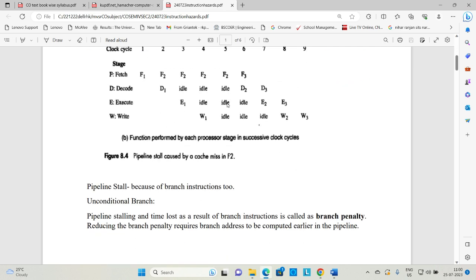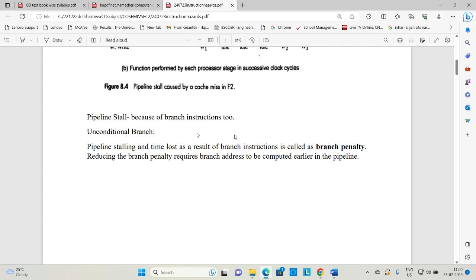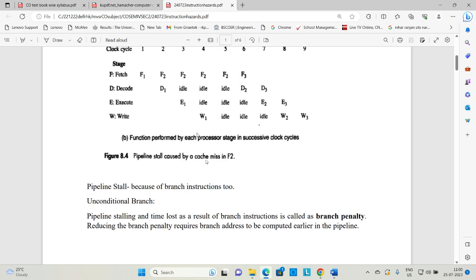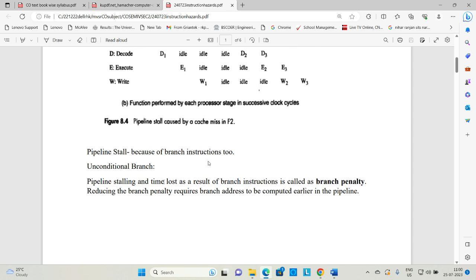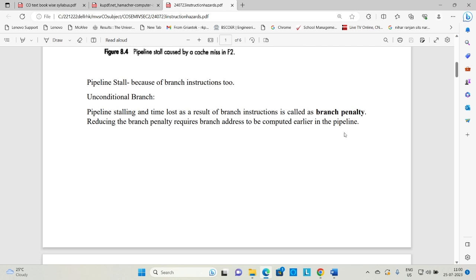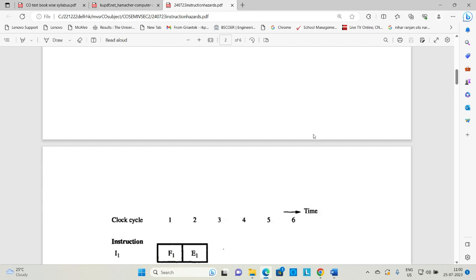So last time we had seen what exactly is a pipeline stall. It is also called a hazard. Pipeline stall is caused because of cache miss. Pipeline stall may also be caused because of branch instructions. We introduced one keyword called branch penalty. Branch penalty was the time lost because of pipeline stalling, because of branch instructions. Now, the technique we mentioned for reducing branch penalty was earlier computation of the branch address.